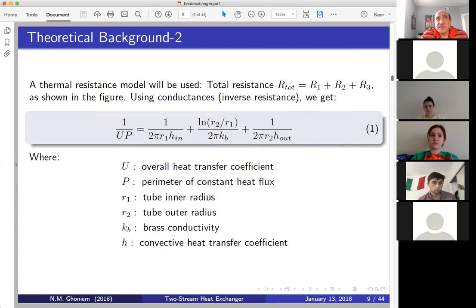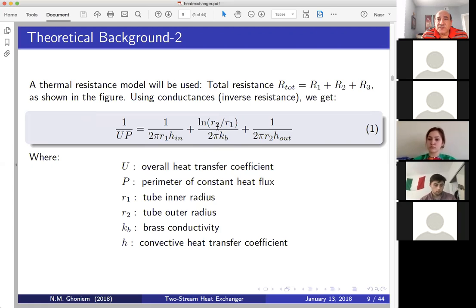If you look at the previous, R total here is R1 plus R2 plus R3. This 1 over the total conductance is 1 over the conductance 1 plus 1 over the conductance 2 plus 1 over the conductance 3. Conductance 1 is 2 pi R1 H because it's per unit axial length. So the area is 2 pi R1 times 1, and H is the heat transfer coefficient, which is defined as watts per meter squared K. So that's the conductance in here.